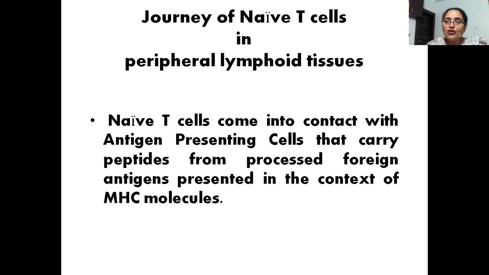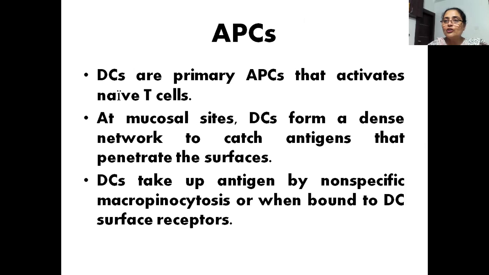And if you want to know more about naive T cells, you can go back to my T cells part 1. So these naive T cells now come into contact with antigen presenting cells. When they have gone into the peripheral lymphoid tissue, there they come in contact with APCs, antigen presenting cells. These antigen presenting cells carry peptides which are processed by them and presented on MHC. If you want to know more about MHC and how it is presented, I have a previous video on it. You can go back there.